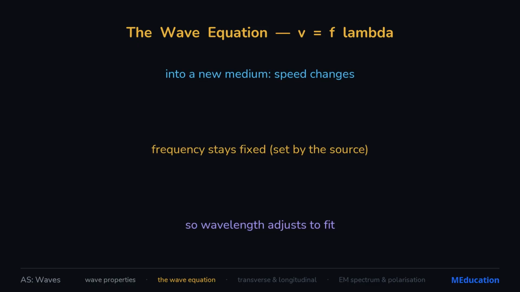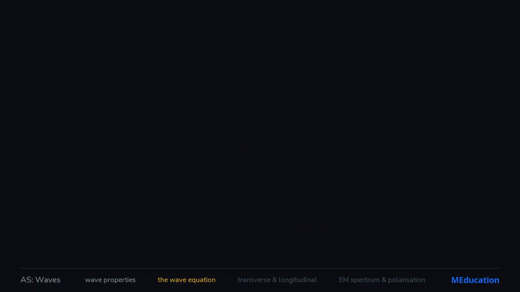There is a subtlety worth knowing. When a wave passes from one medium into another, say light entering glass, its speed changes, but its frequency stays fixed, set by the source. So it is the wavelength that adjusts to keep the equation balanced. Frequency is the wave's identity. Speed and wavelength bend to the medium.